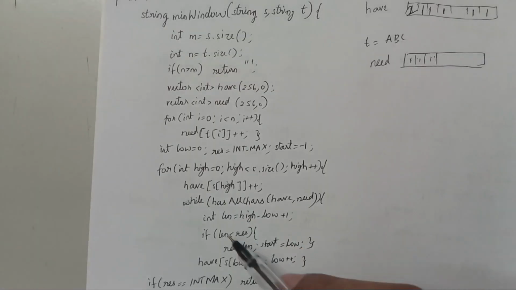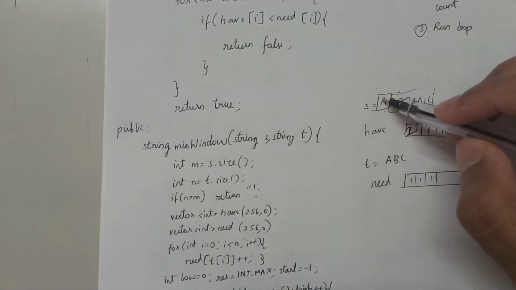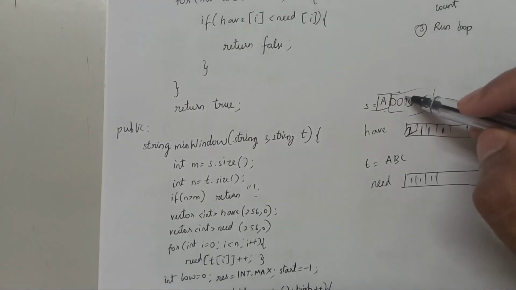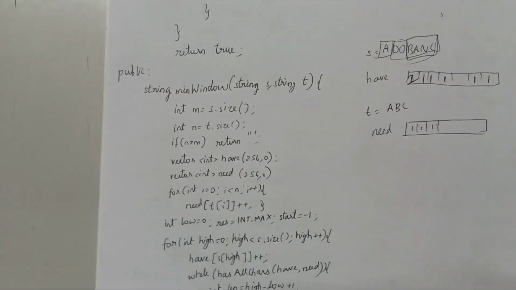So after running this loop, we will keep on reducing this window. So first A, O, B, and after B we will get this window. So this is the answer.